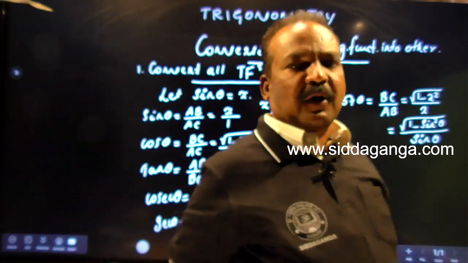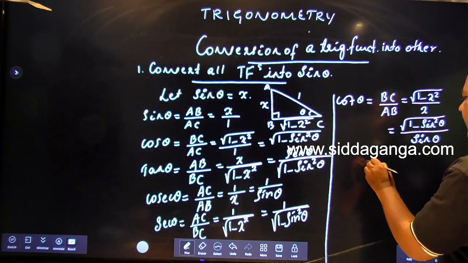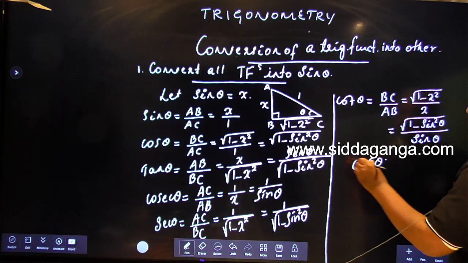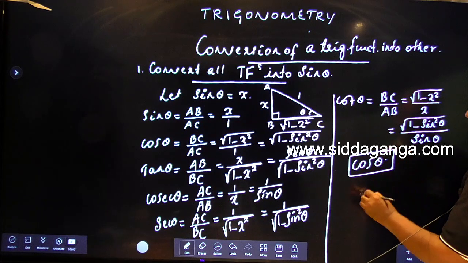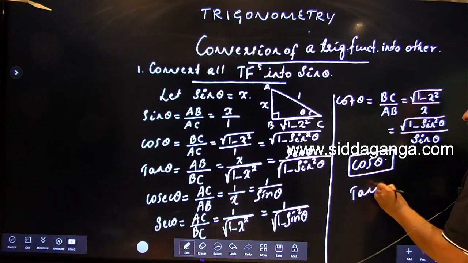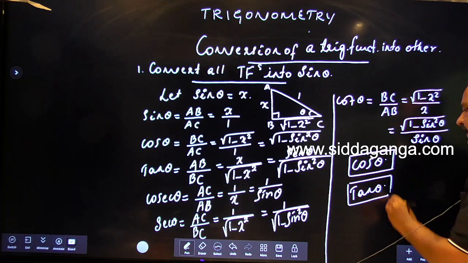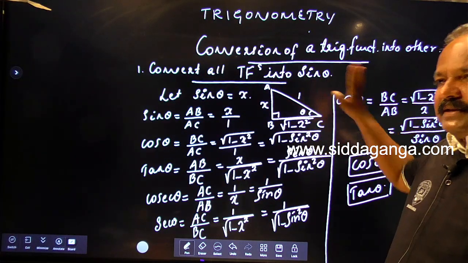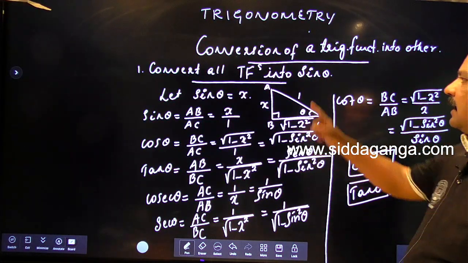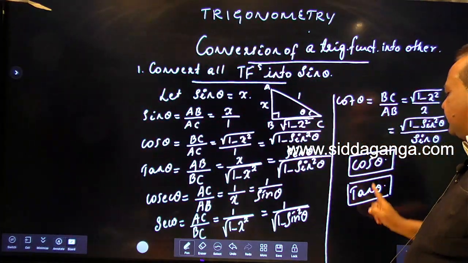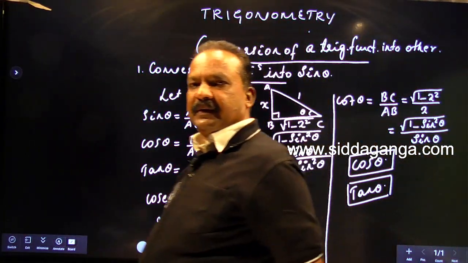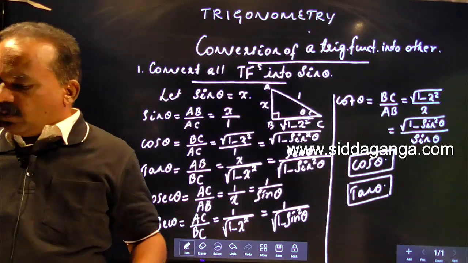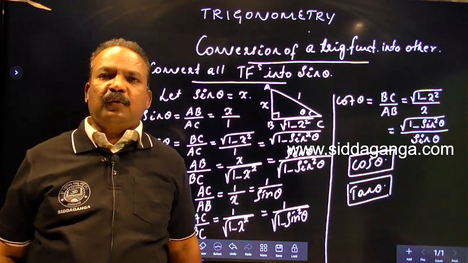I will give you two more problems. Try these at home. Express all functions in terms of cos theta, and express all functions in terms of tan theta. Same: convert all trigonometric functions into cos theta. This is one question. Convert all trigonometric functions into tan theta. This is another question. So this is about the conversion of one trigonometric function into another.